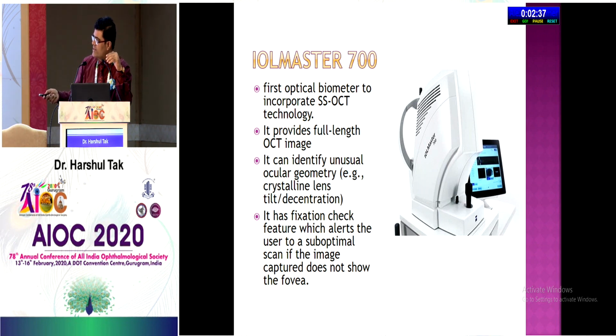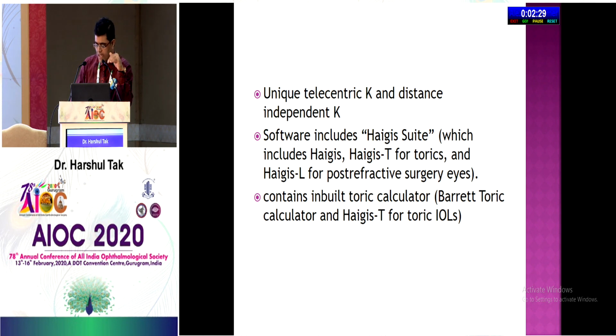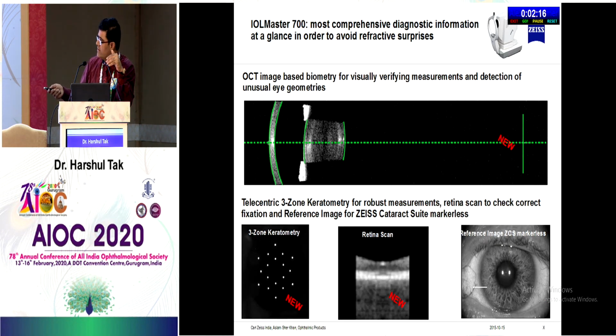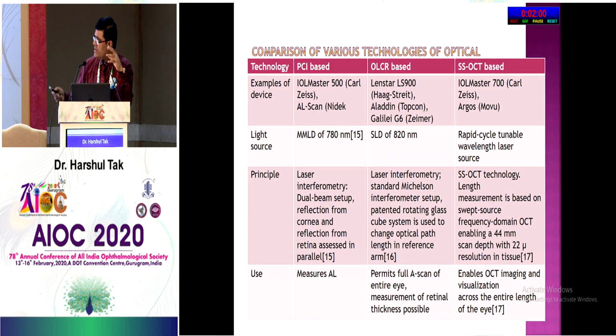It also has a fixation check feature, which alerts us to a suboptimal scan if the image captured does not show the fovea. And it has a unique telecentric K and distance independent K measurement system. It also has different software which includes Higgins Suite software and an inbuilt toric calculator. So this is the scan which it gives. We can see the lens tilt, or we can see the foveal pit. If we find that the scan is not good, we can again take the reading. And these are the 32 points which it measures by 3-zone keratometry. So it's a very robust machine.